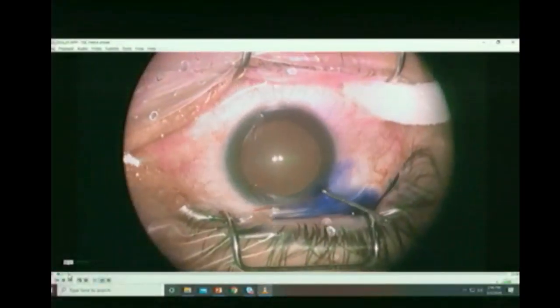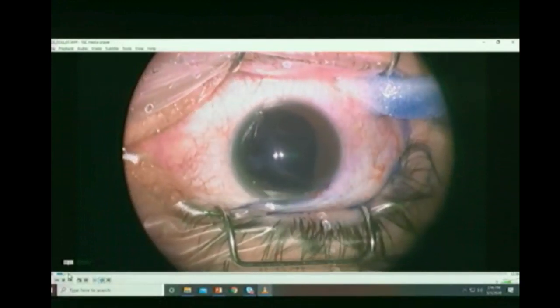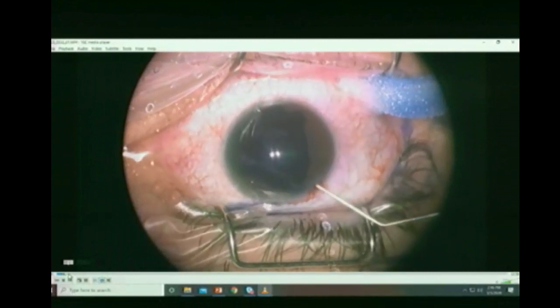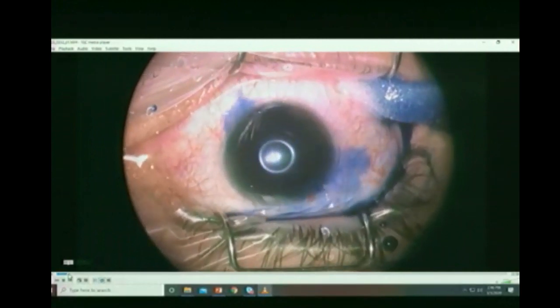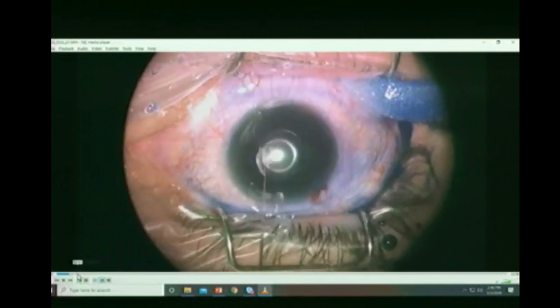Just a quick phaco for some soft cataract. This patient we planned to do under topical anesthesia. Unfortunately, the patient is moving her eye so much. Whenever you touch the eye, she's moving right and left. She was not very cooperative. However, the phaco was done here.